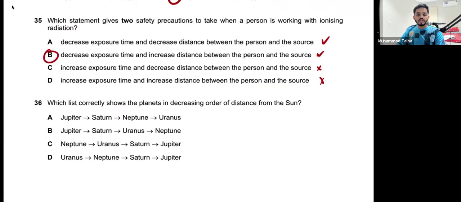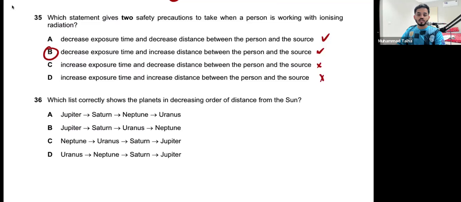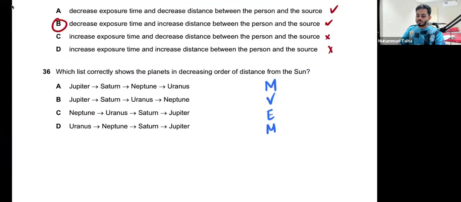Which list correctly shows the planets in decreasing order of distance from the sun? So my very educated mother just served us nachos, or my very easy method just speeds up naming, that sort of a thing.